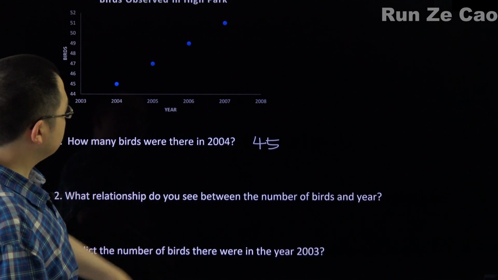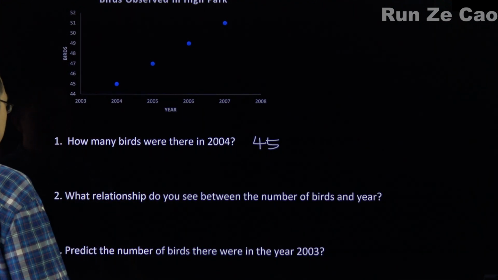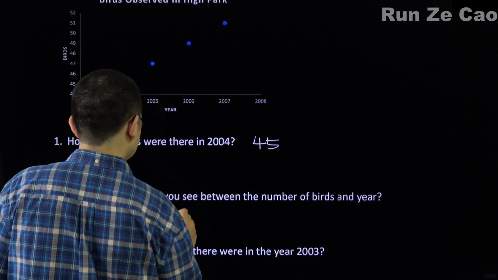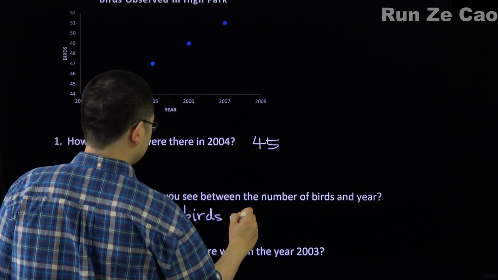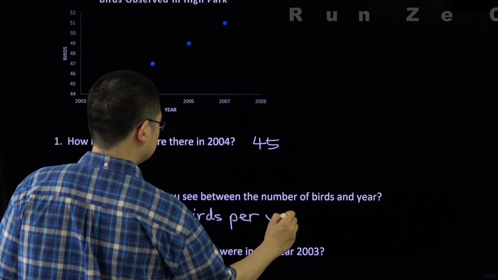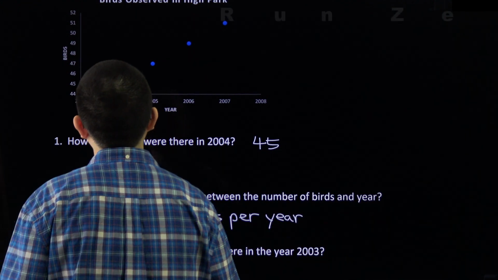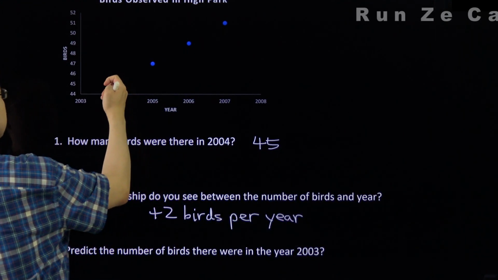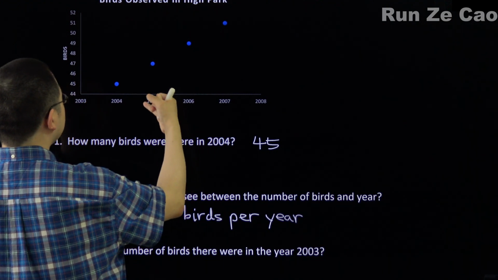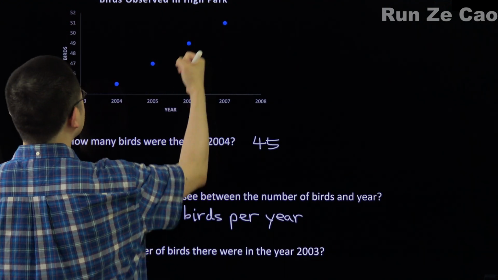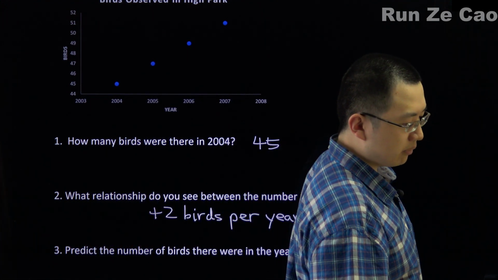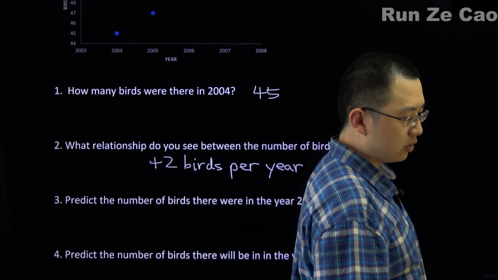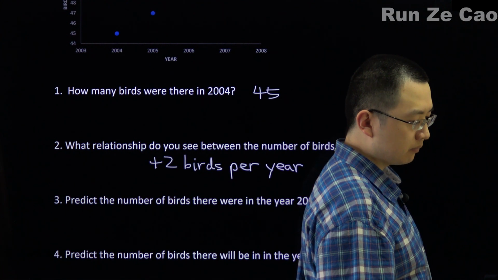What relationship do you see between the number of birds and year? Plus 2 birds per year is what we see, because you go from 45 in 2004 to 47 in 2005 and 49 in 2006 and 51 in 2007. Predict the number of birds there were in the year 2003.